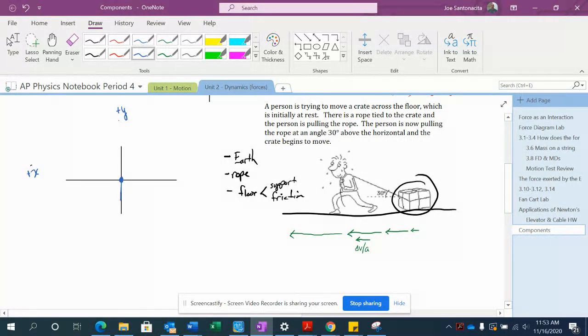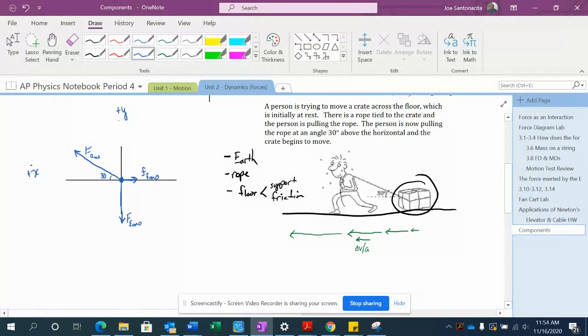So you have the earth pulling down with a specific force. You have friction opposing the motion, friction of the floor on the crate itself. You have the rope pulling up at an angle at 30 degrees. Drawing the force of the rope here on the object and 30 degrees. And then you have the floor, which is pushing up, but not as much as the earth pulls down.